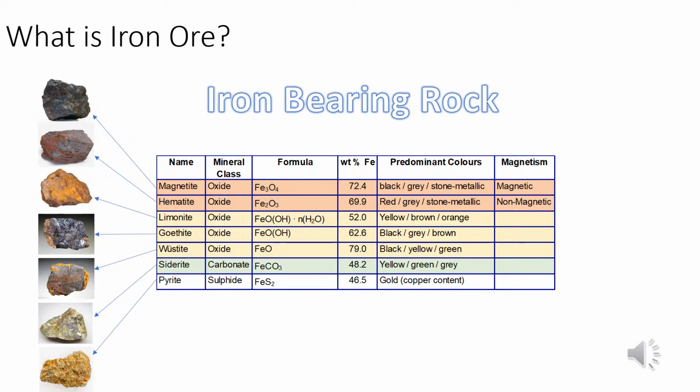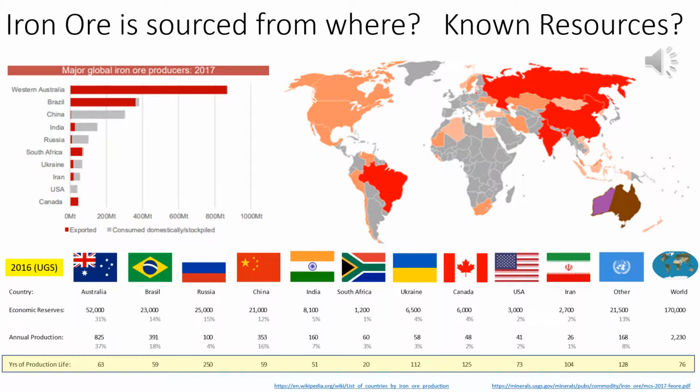So, what is iron ore? Iron ore is found predominantly as rock comprising an iron content. In Australia it is found predominantly in two forms, hematite and magnetite, although as you can see from the table and graphics, iron ore can be found in many different types with many different compositions.